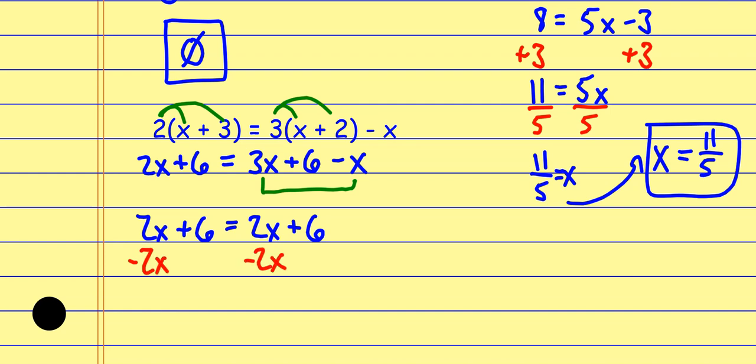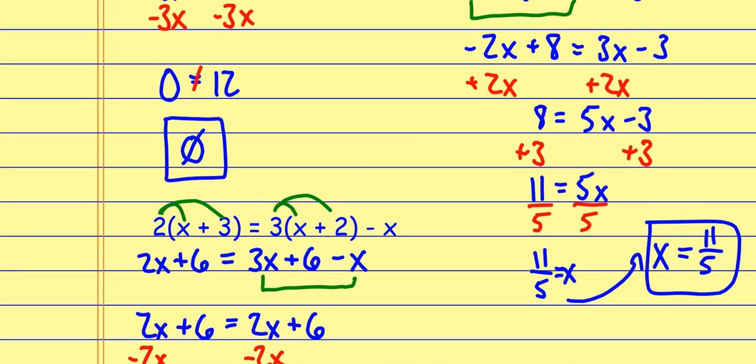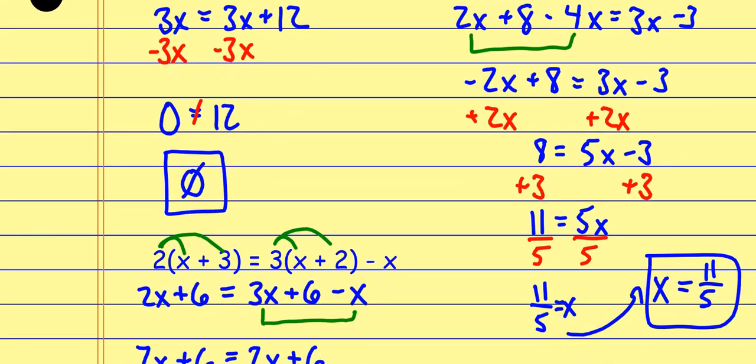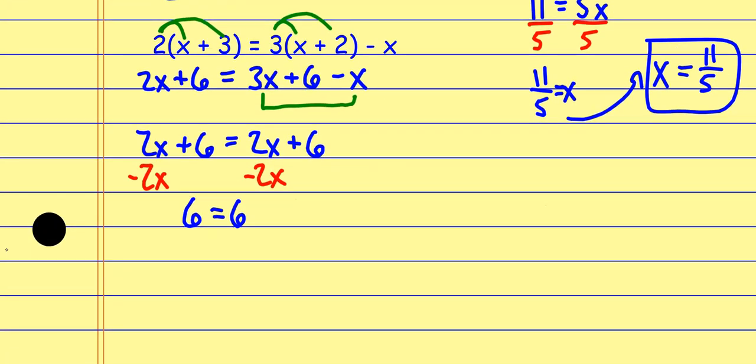Over here, the 2x and the minus 2x cancel, so I'm just left with a 6. Over here, the 2x and the minus 2x cancel, so I'm just left with a 6. So I end up with this statement of 6 equals 6. And this is similar to what happened in the example above here. All the variables went away, but I had 0 equals 12, which was a false statement. Here, all the variables go away, and it gives me 6 equals 6, which is a true statement.